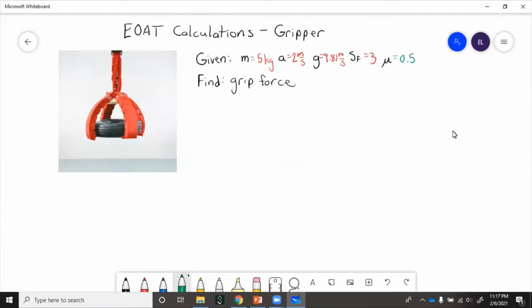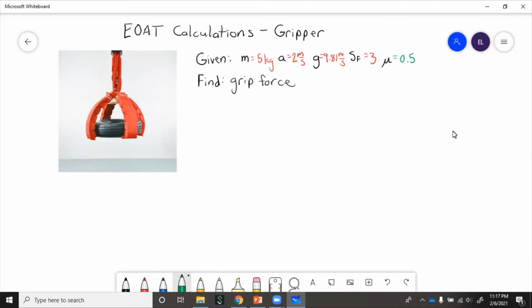In this example, we're going to calculate the grip force needed to lift an object with a gripper. So if we're given the mass of the object, vertical lift acceleration, acceleration due to gravity, safety factor, and friction, we need to find the grip force.